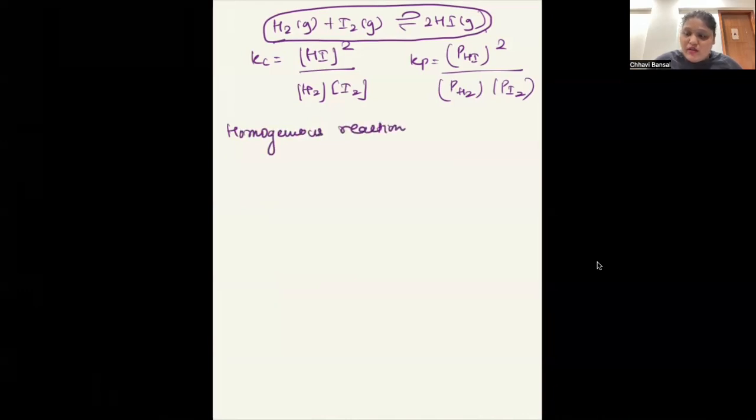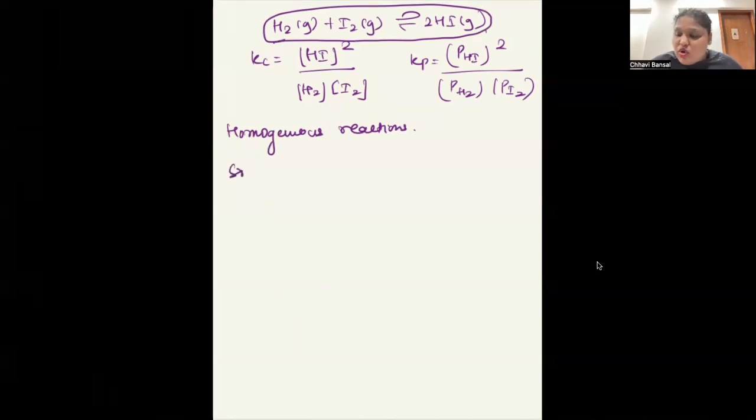Such reactions are called homogeneous reactions. Now, if any of the reactants or products is in a solid state or a liquid state, then we do not include them in the calculation of Kc and Kp. Why is it so?